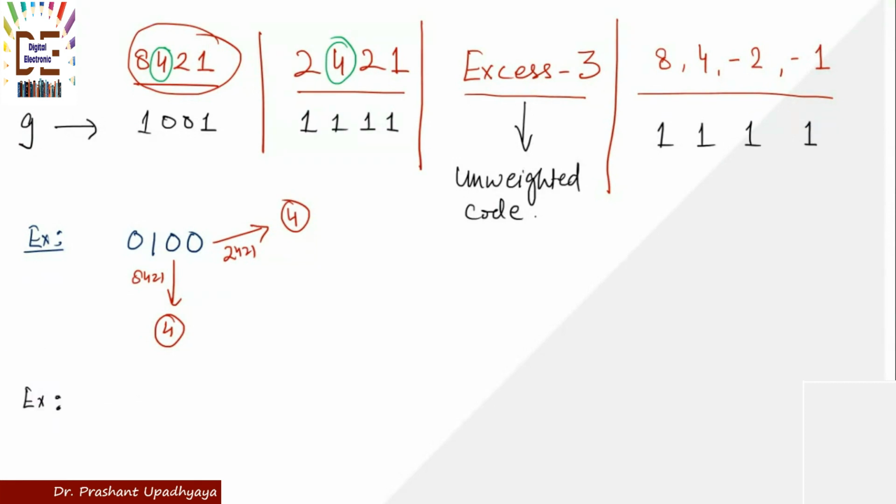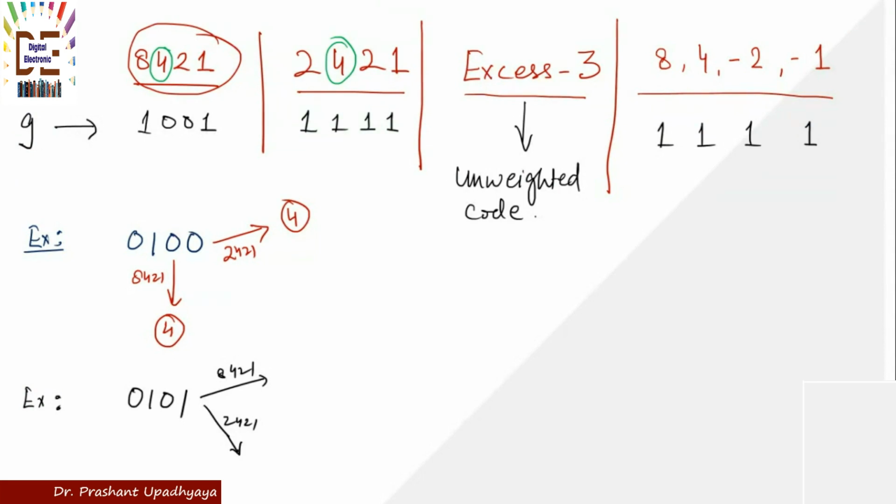If I write here, let's say 0101. Now if I am asking you in 8421 and 2421, you will see that the answer will be different. In 8421 it is 5. So how do you have to write this code? That is also important to understand, how you have to write this code.